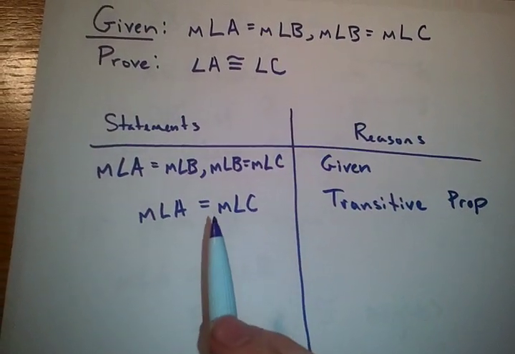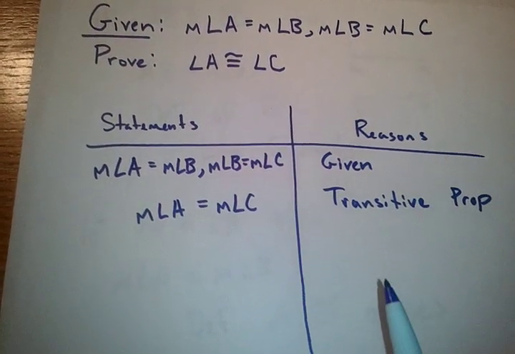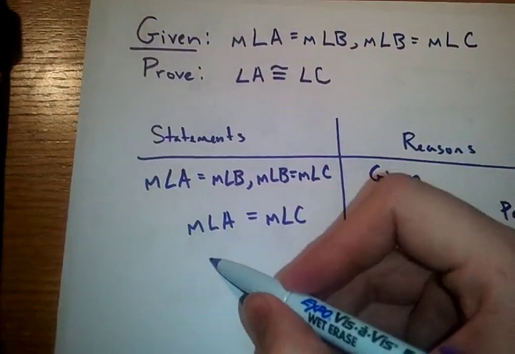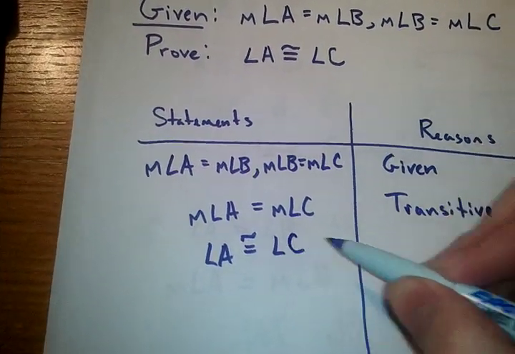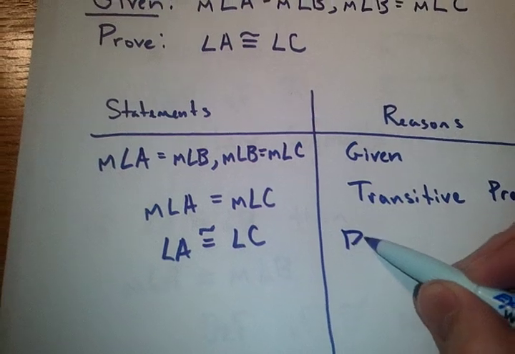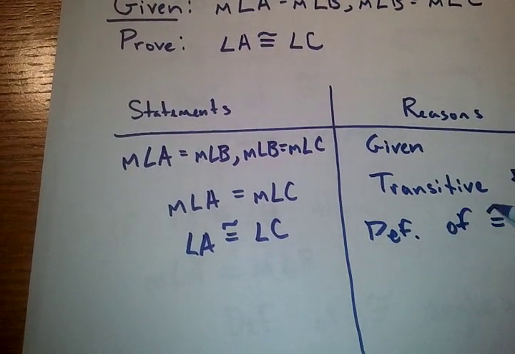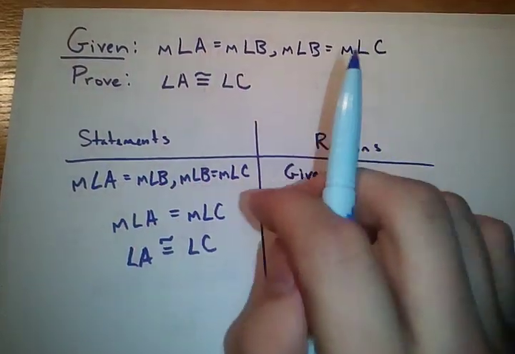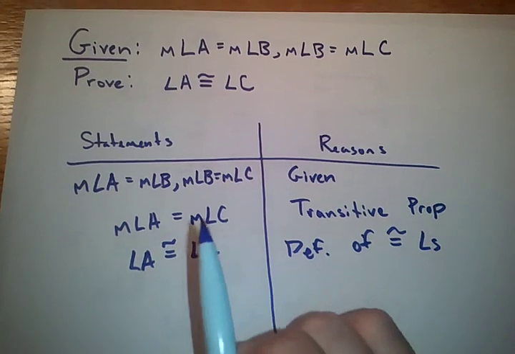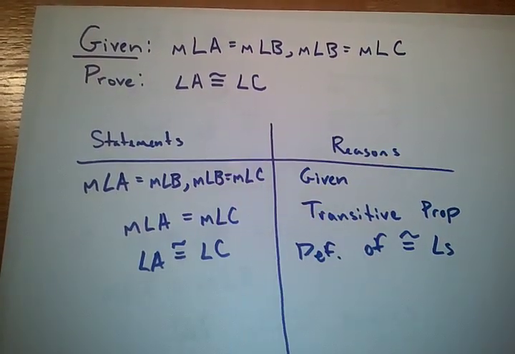If the measures are the same, then using the definition of congruent angles, which we just discussed, we can say that angle A is congruent to angle C. Definition of congruent angles. That's what we just learned. So we started with our given information, applied the properties that we discussed, and reached the conclusion that we wanted to show.